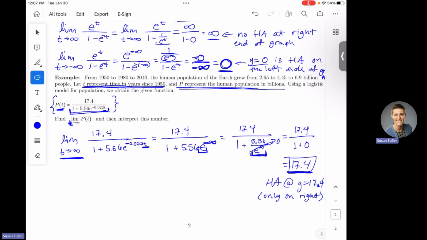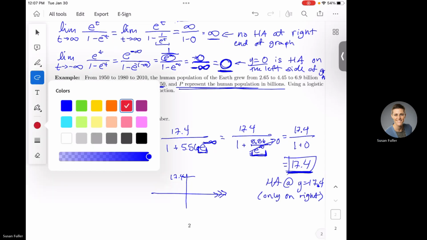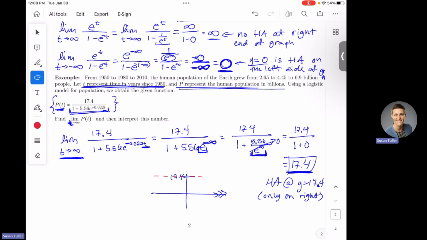Okay, so what does this mean? Well, it means that on the right side of the graph, as I go further and further this way, my function is going to approach y equals 17.4. This is going to be a horizontal asymptote for me. And whatever my function looks like everywhere else, I'm not really sure what it looks like. I know that on the right side of my graph, this is going to be a horizontal asymptote, and I'm going to approach it.